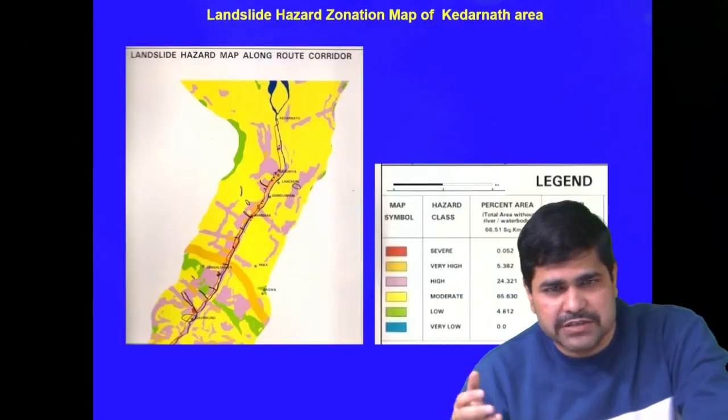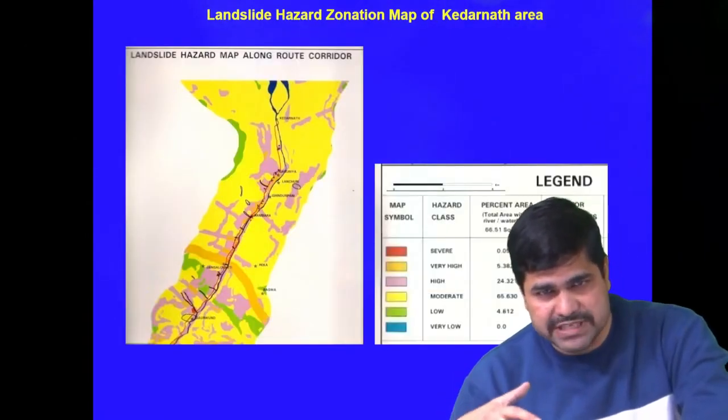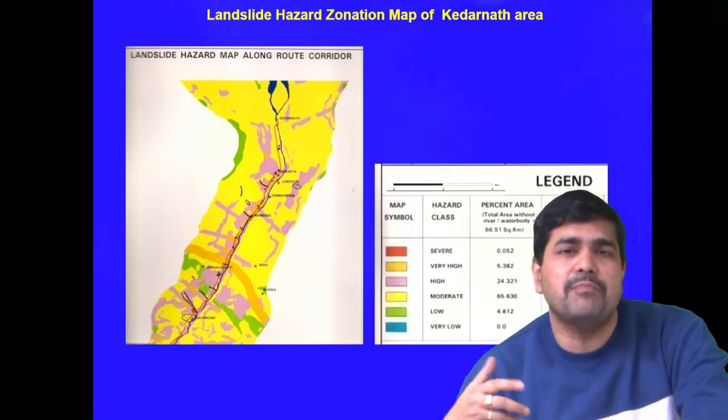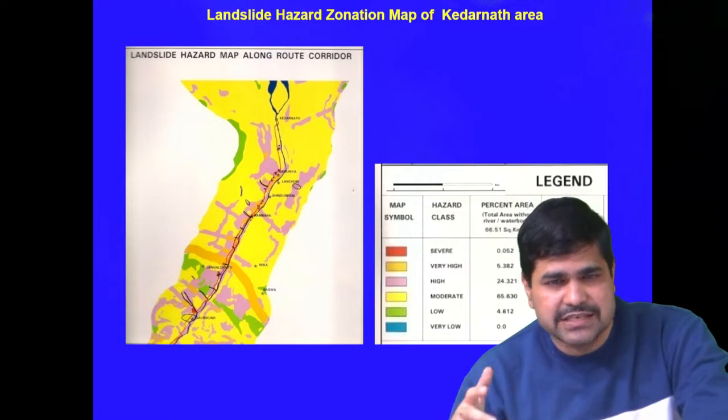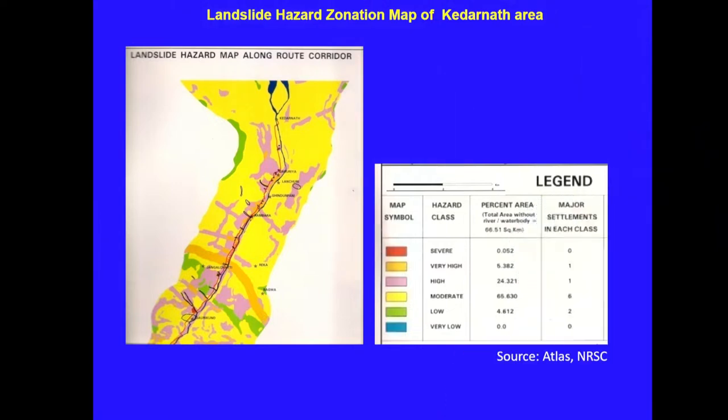Now I will start with the result part, what we basically get with this kind of mapping using remote sensing GIS. So the result is something that we show you first, and then step by step I will show you how to get this kind of result. So this is your result in front of you that shows the landslide hazard map along the road corridor.